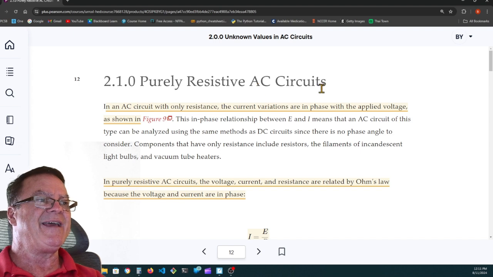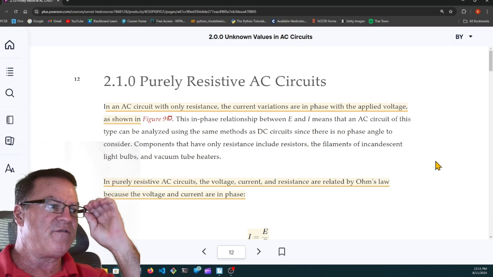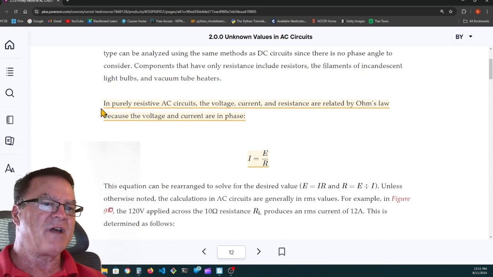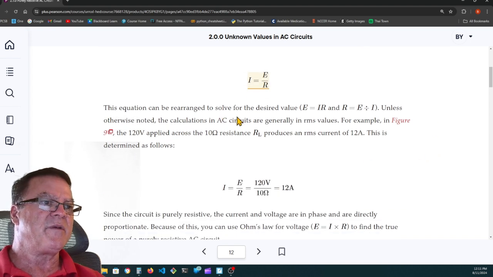2.1.0, purely resistive AC circuits. Here's a highlight. In an AC circuit with only resistance, the current variations are in phase with the applied voltage as shown in figure 9. This in-phase relationship between voltage and current means that an AC circuit of this type can be analyzed using the same methods as DC circuits, since there's no phase angle to consider. So here's a highlight. It says in purely resistive AC circuits, the voltage, current, and resistance are related by Ohm's law because the voltage and current are in phase. The equation can be rearranged to solve for the desired values. E equals I times R and R equals E divided by I.